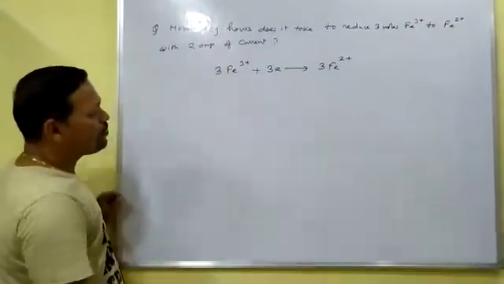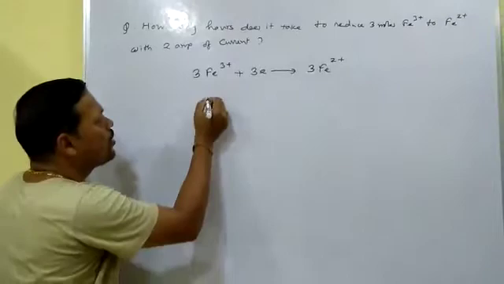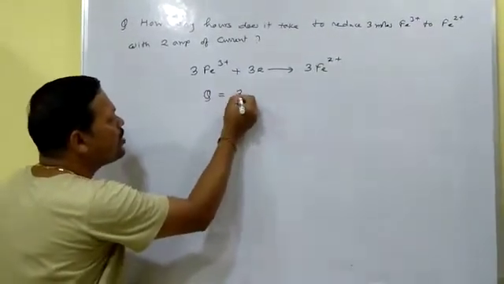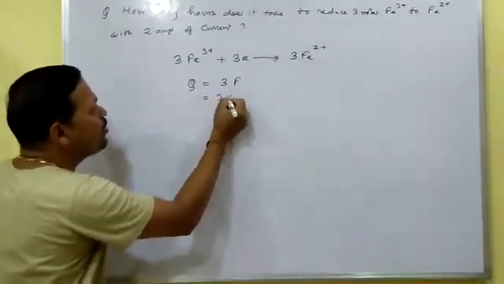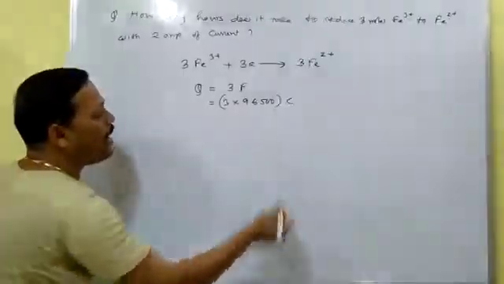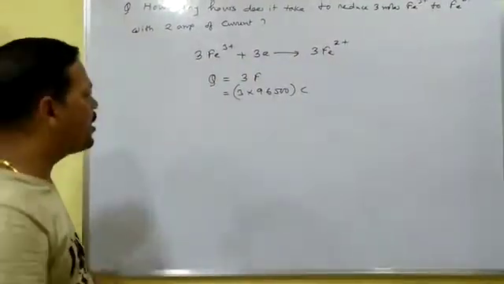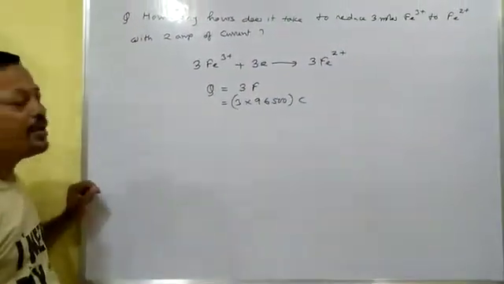So since 3 moles of electrons are required, the amount of charge will be 3 Faraday, I mean 3 into 96500 coulomb. This is the amount of electricity required to do this reduction, as we have already done. Now you have to find out the time.